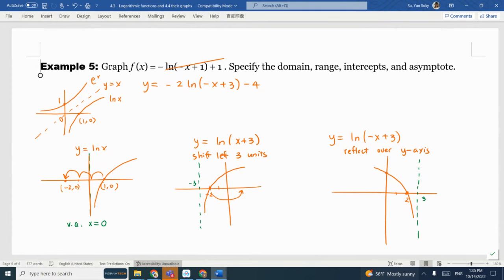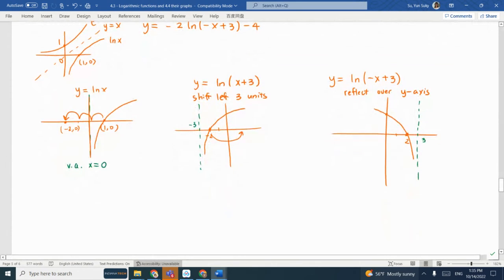Reflection over the x-axis? Very good. And in this case, we look at the minus sign, what? In front of everything, right? So y equals minus ln of negative x plus 3. This is reflection over the x-axis.